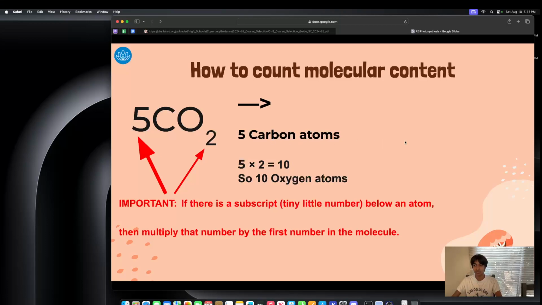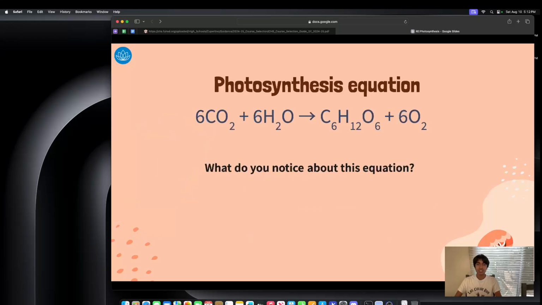Let's get started with the rest. Please remember this, and I would like you to put this down in your notebook as well. You can put the previous slides in your notebook as well, if you know what photosynthesis is. So here's the photosynthesis equation. What do you notice about this equation? I'll give you a minute to think.